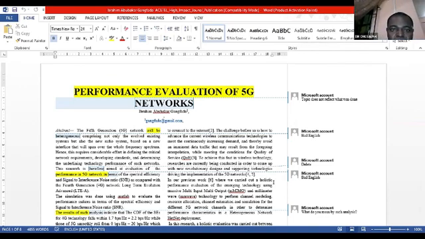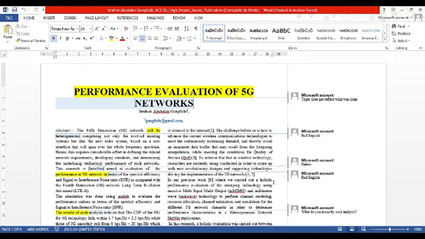You say performance evaluation of 5G networks. First and foremost, your topic is too short. The title is too short. It is just 1, 2, 3, 4, 5 words. Very, very short. Number one, performance evaluation of 5G network. It is too short.